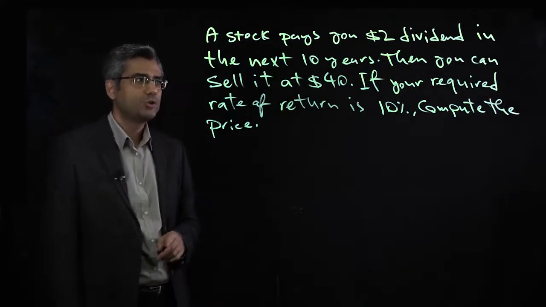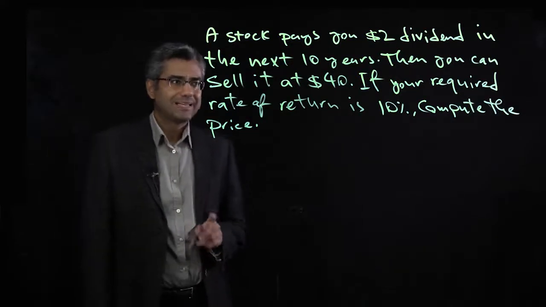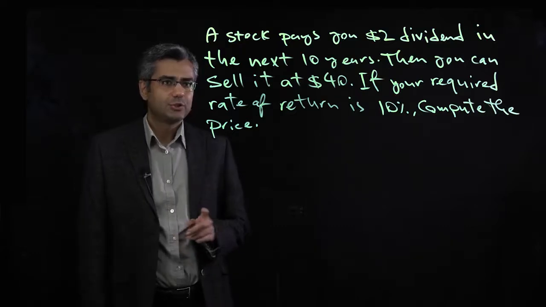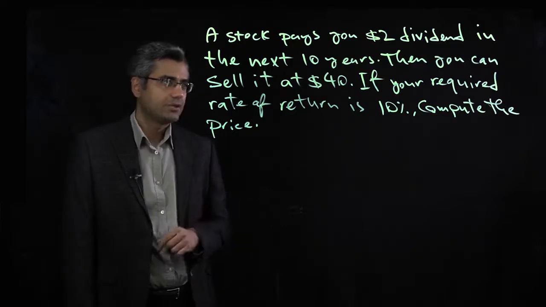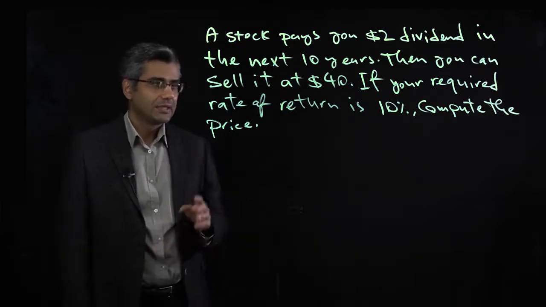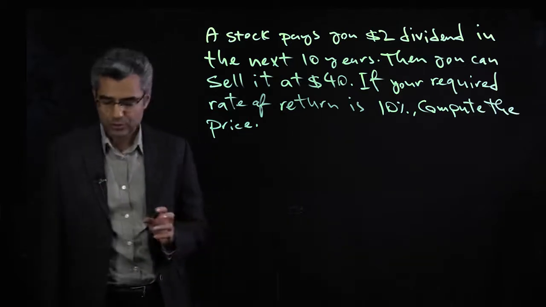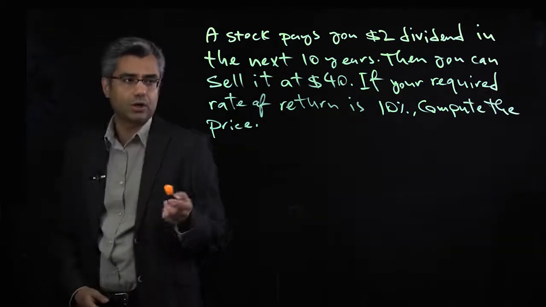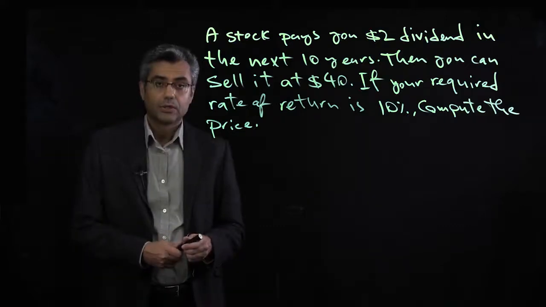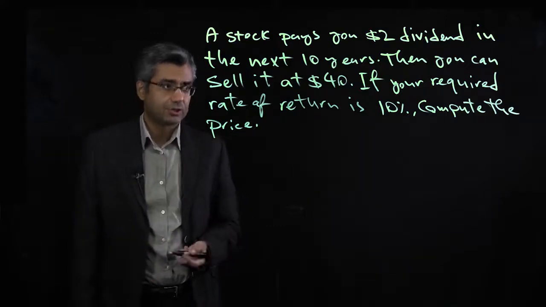A stock will pay you $2 dividend in the next 10 years. Then you can sell the stock at $40 at the end of year 10. If your required rate of return is 10%, compute the current stock price, how much you are willing to pay to buy this stock.